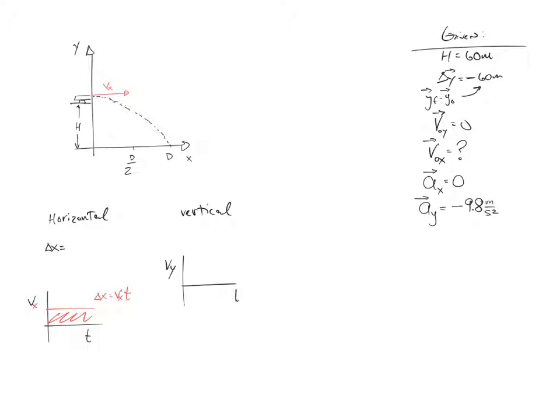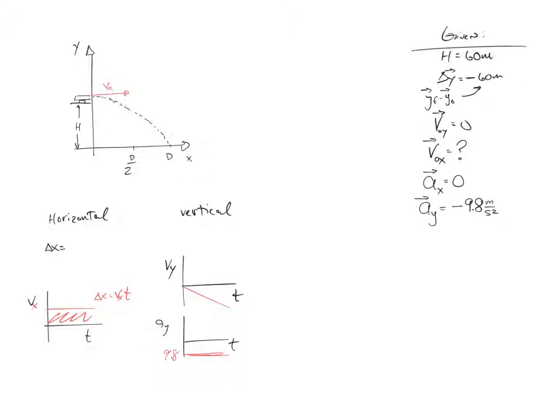So Vy versus T, initial Y velocity is 0. It's like this, right? And our acceleration in the Y direction is what? 0. Oh no, it's negative. Negative what? What number? Negative 9.8. There you go. Okay. So this is 9.8 meters per second squared.